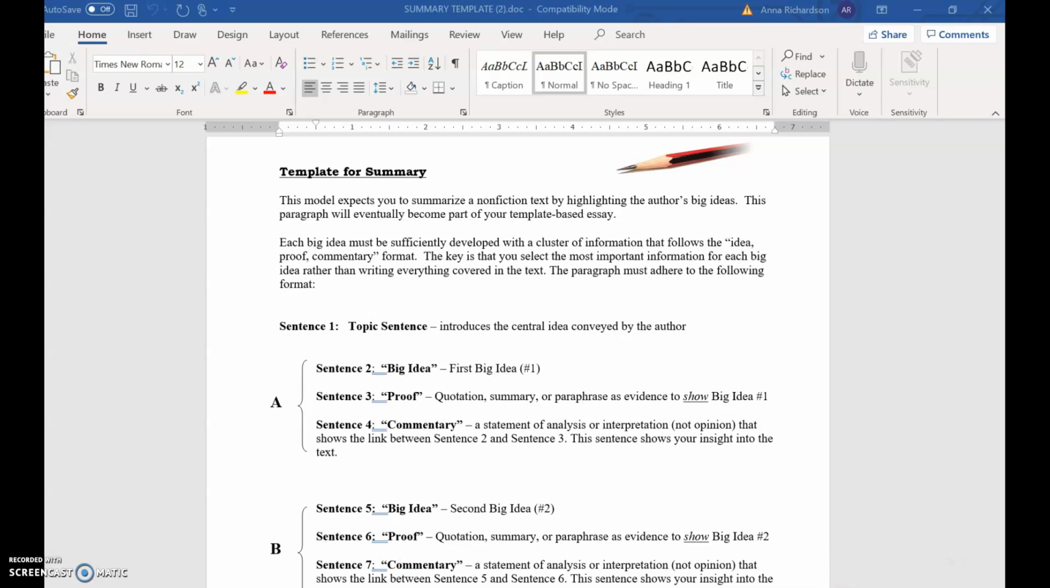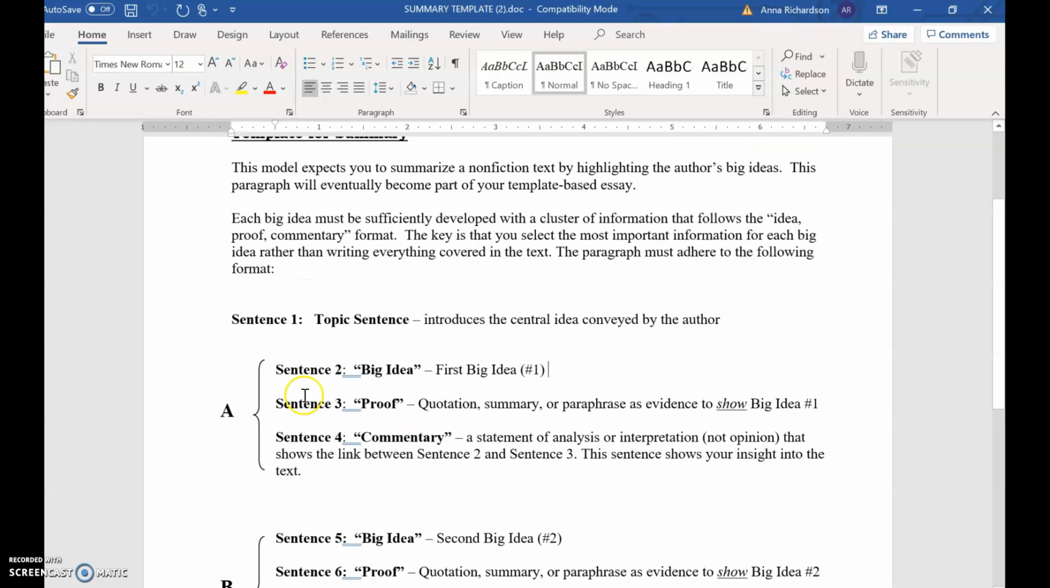So just a little bit of review. It's an 11-sentence summary. And the first sentence, you need to introduce the central idea conveyed by the author. And I'm gonna go ahead and add right here, title and author. Okay, so the complete title in quotation marks and the author's full name also need to go in that first sentence. Okay, because before you summarize, the reader needs to know exactly what you are summarizing.